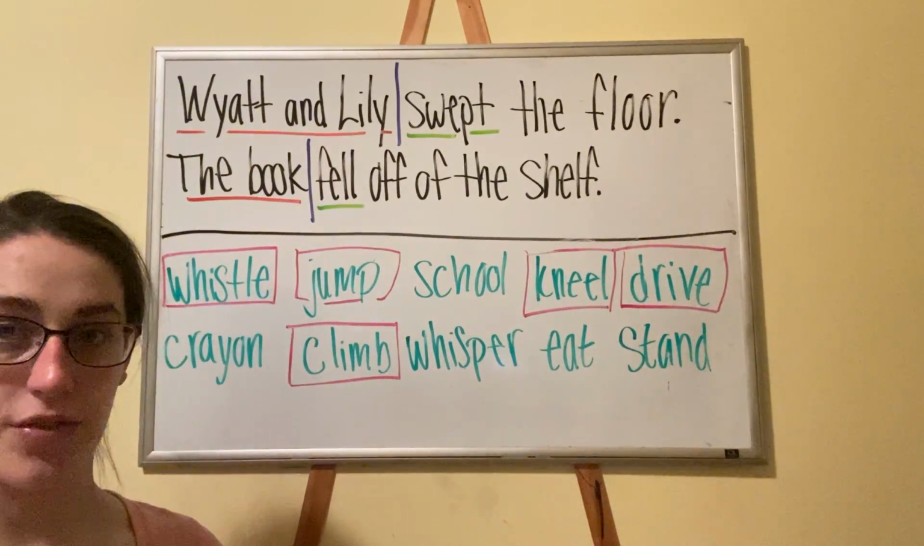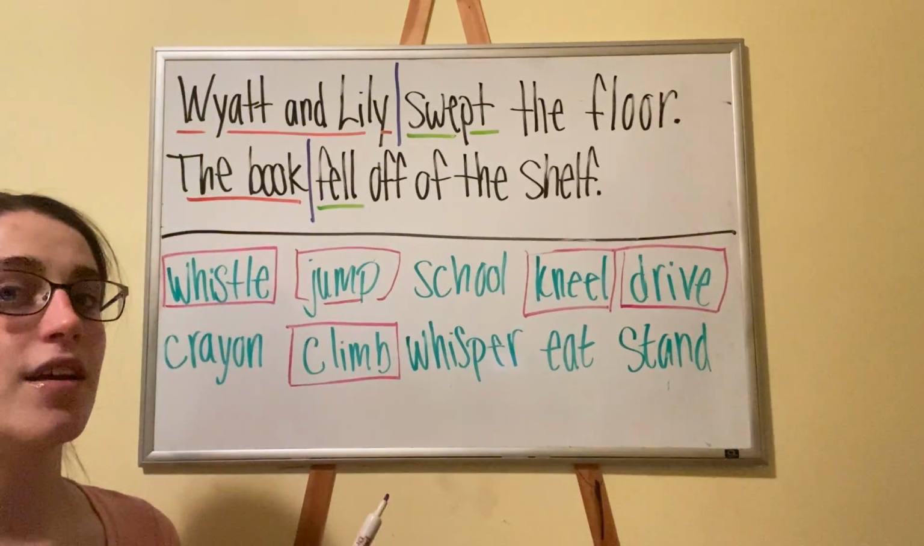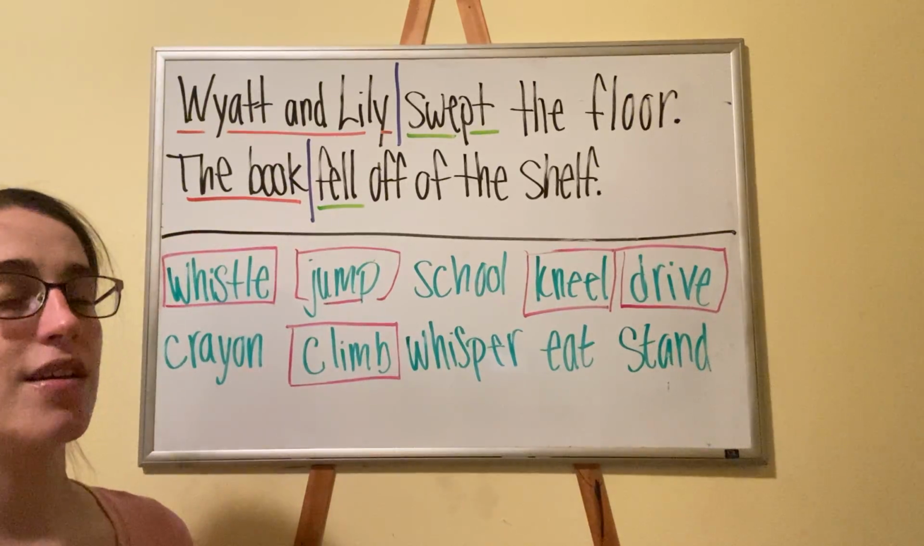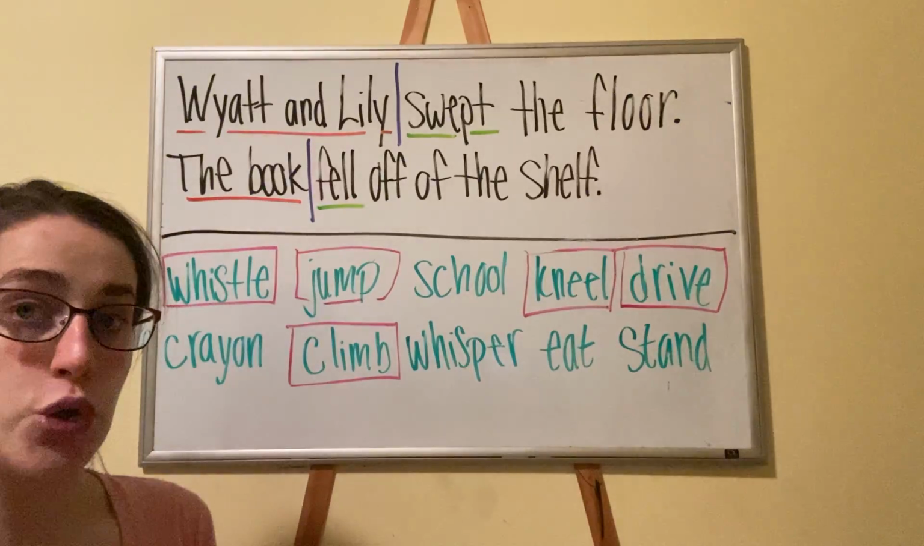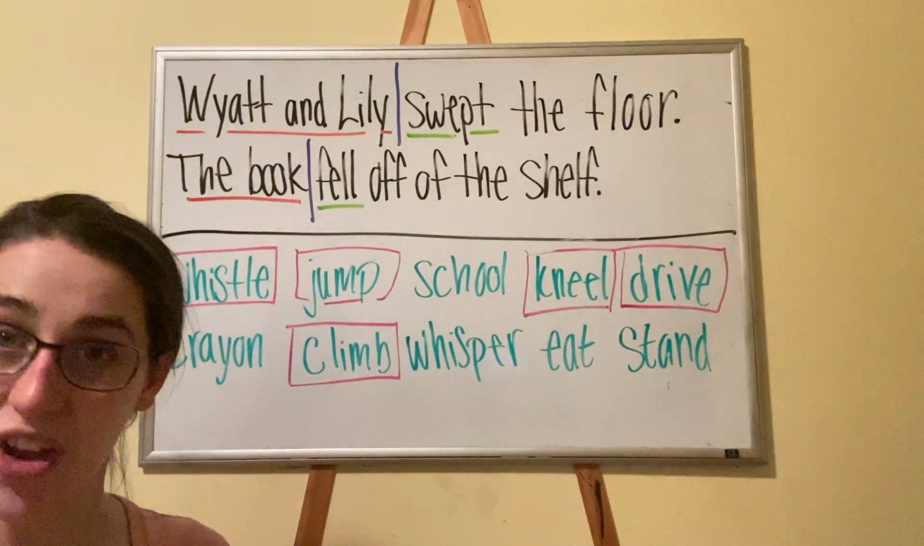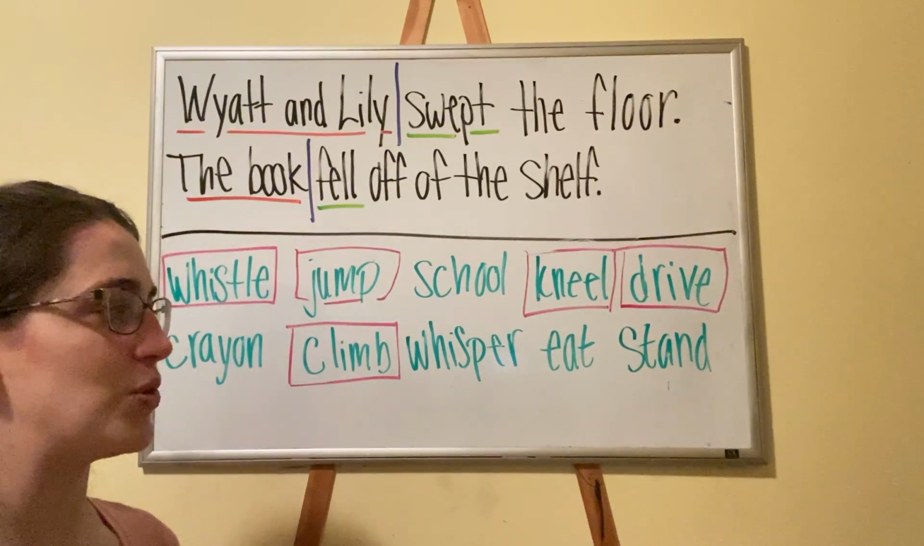Crayon is not a verb. Crayon is a noun because it is a thing. You cannot crayon. You cannot show me how to crayon. You can show me a crayon, but it's not something that you can do. It's not an action.